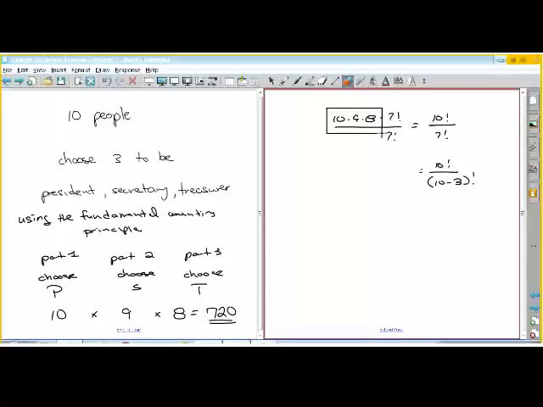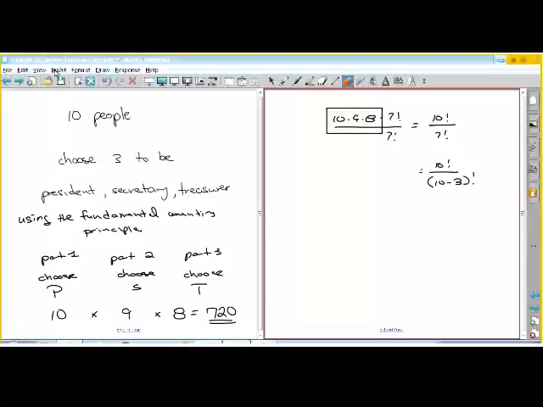And this number 7 that I added on here is the total number of people I'm choosing from minus the number I'm choosing for president, secretary, and treasurer. So this 7 is just going to be 10 minus 3 from the original problem. The original problem didn't have 7 in it. It had 10 and it had 3. So instead of saying the answer is 10 times 9 times 8, I could say it's 10 factorial over 10 minus 3 quantity factorial.